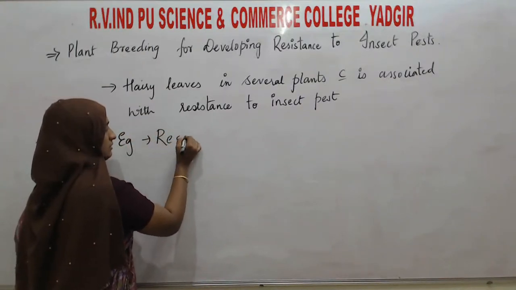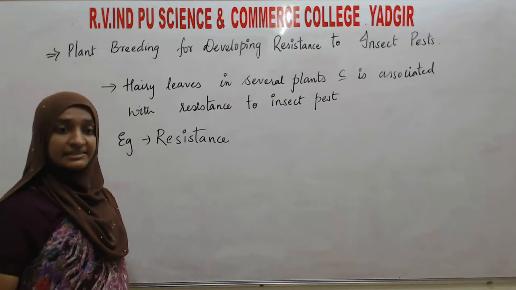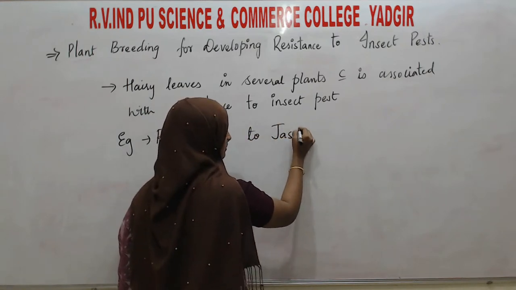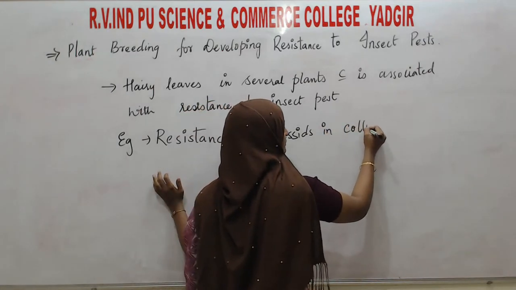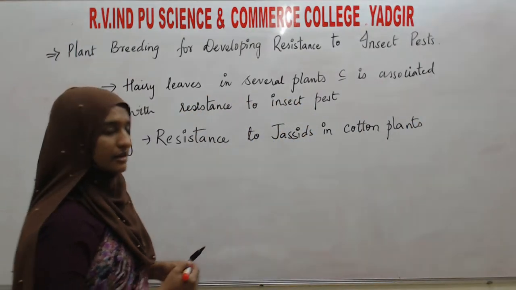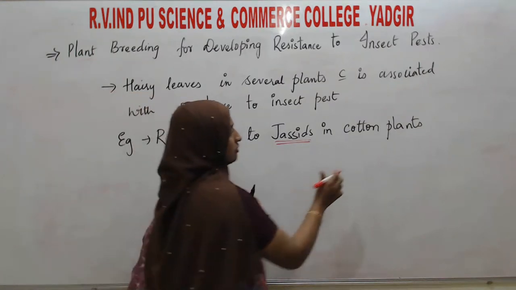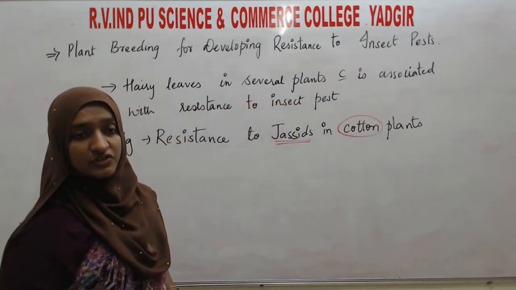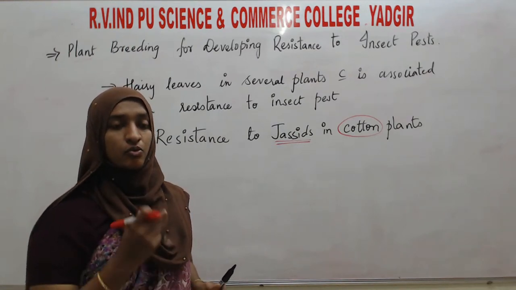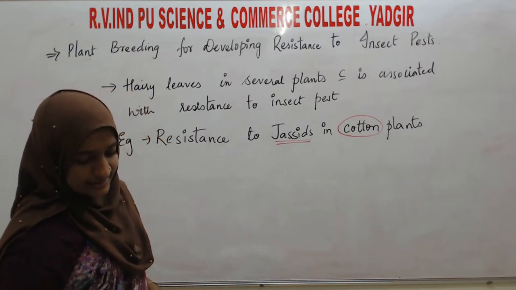Resistance to jassid. Jassid is the name of an insect, in cotton plants. This is one example. Jassid is an insect which mostly affects, destroys or damages which crop plant? That is the cotton plant. So the plant becomes resistant to a specific insect. What is the name of that insect? That is the jassid. One more is there. Cereal leaf beetle. Cereal leaf beetle.